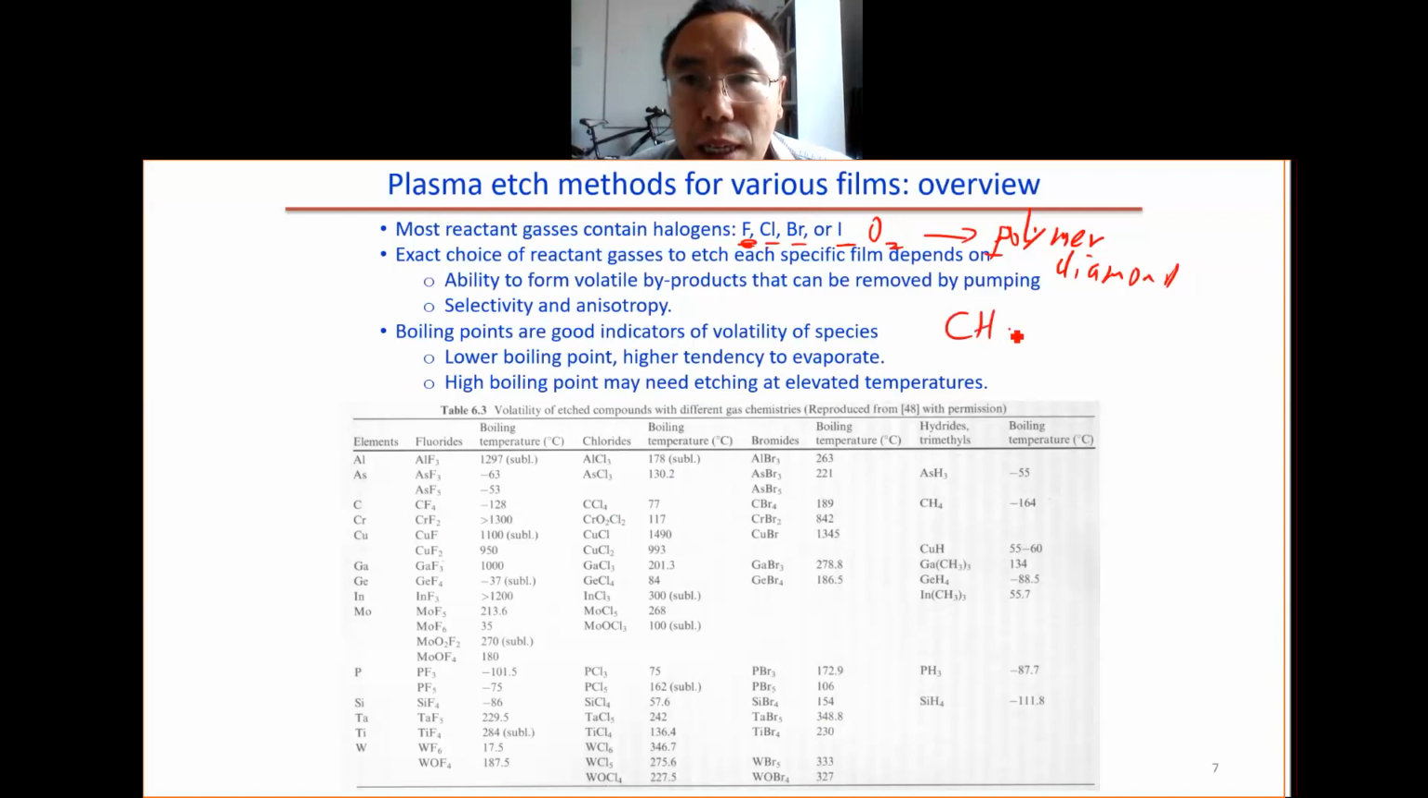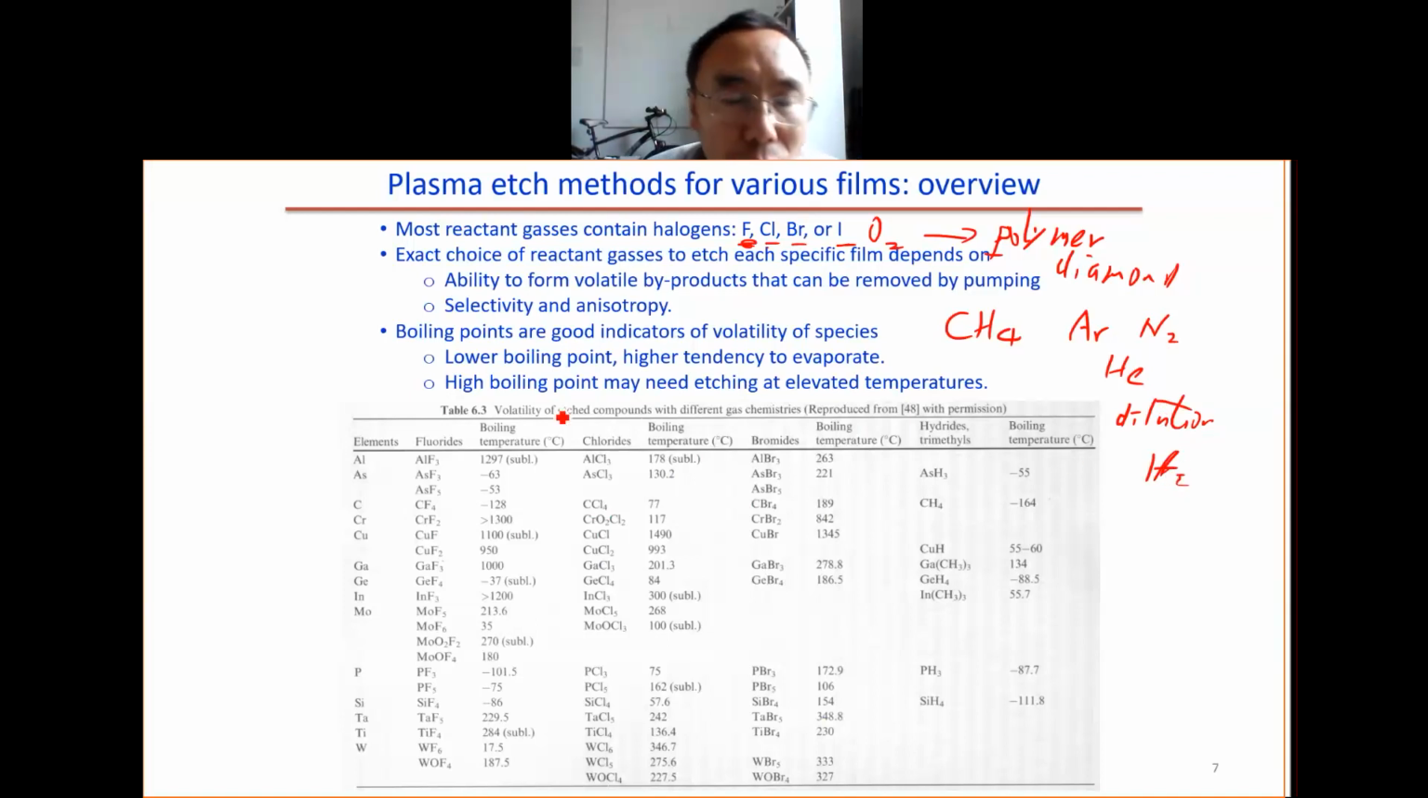Other material like CH4 is also used sometimes, and some argon for the physical bombardment, nitrogen sometimes, and maybe helium for the dilution. Hydrogen is used for the etching, and also for the dilution. So how to choose what gas to use? This depends on the ability to form the volatile byproducts, and secondly the selectivity and the anisotropy.